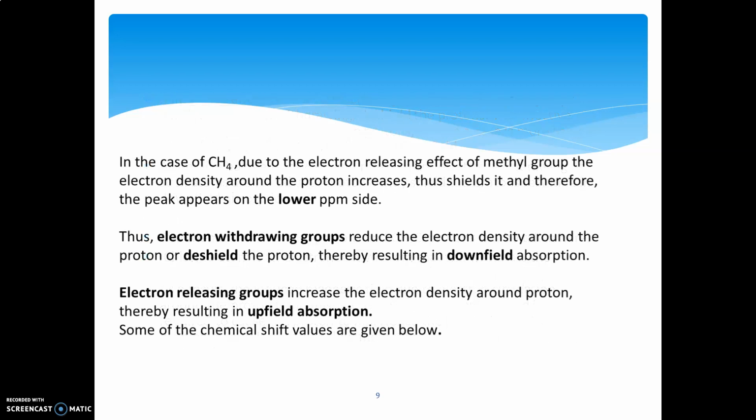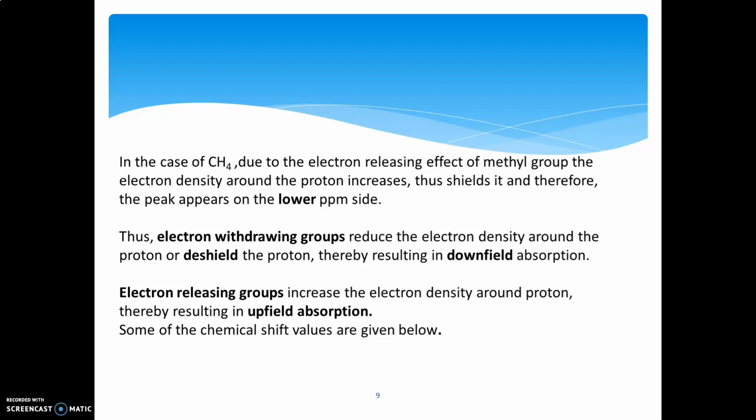In the case of CH4, due to the electron releasing effect of methyl group, the electron density around the proton increases, thus shields it, and therefore the peak appears on the lower ppm side. The electron withdrawing groups reduce the electron density around the proton or deshield the proton, thereby resulting in downfield absorption. Electron releasing groups increase the electron density around the proton, thereby resulting in upfield absorption.